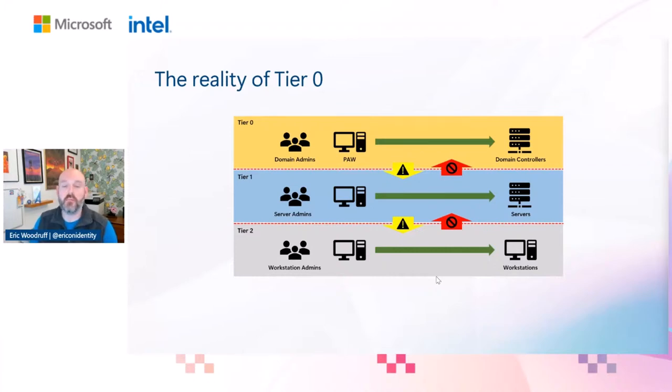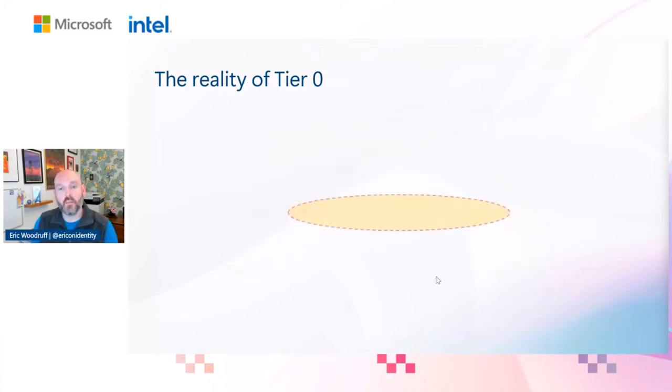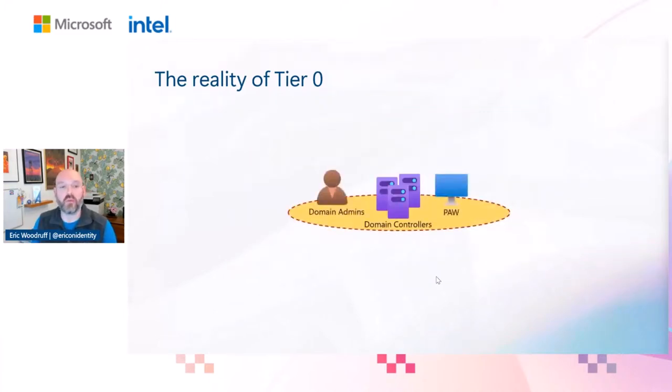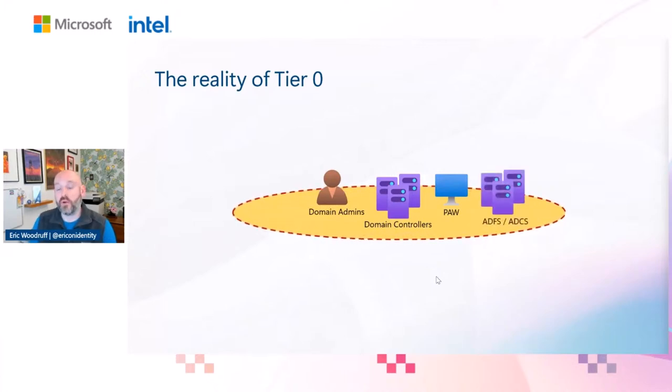When I've talked with a lot of organizations and enterprises, one of the things that I tend to find is that it's confusing at times to try to translate this into the new privilege model. But I also want to point out that the reality of tier zero is more than just our domain admins and DCs and our privileged access workstations these days. So if we expand it a little bit, for a lot of organizations, we have ADFS, Active Directory Federation Services, and ADCS, Active Directory Certificate Services. And for many of us that are hybrid identity, Azure M365 customers, we also have Entra Connect or Entra Cloud Sync.